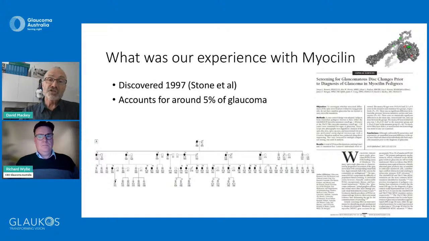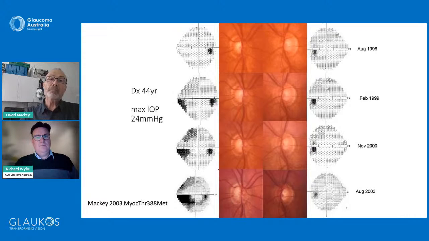With the first gene that we discovered, known as myocilin, this accounts for about 5% of glaucoma, and we were able to test family members to work out which of the younger family members were carrying this gene change, and therefore make sure that they were getting their eyes checked for glaucoma and that this could then be treated at the earliest stages.